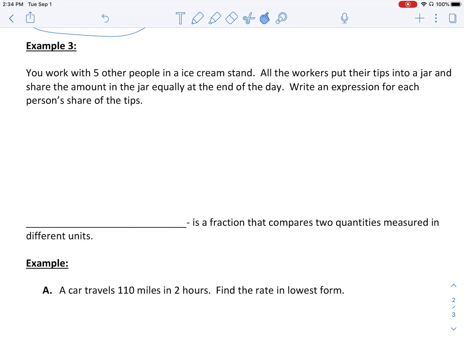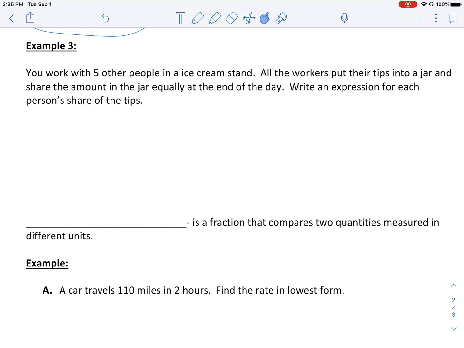Your next example says you work with 5 other people in an ice cream stand. All the workers put their tips into a jar and share the amount of money in the jar equally at the end of the day. This is often, if you want to become a waiter or waitress, how a lot of restaurants do this. So you want to write an expression for each person's tips.